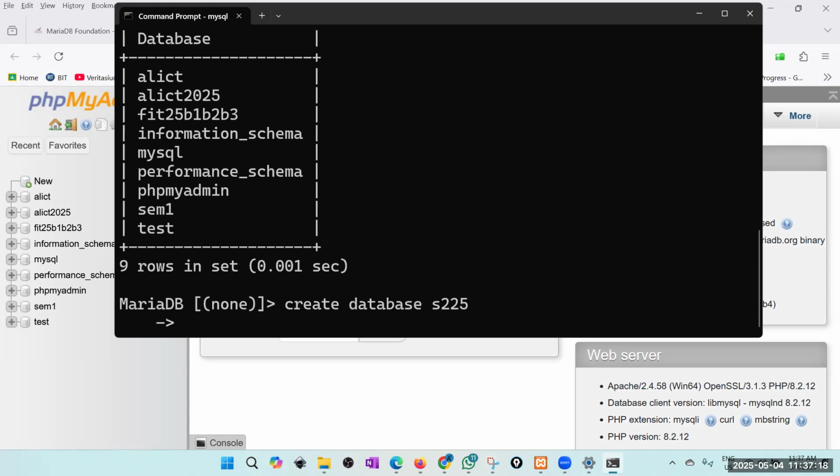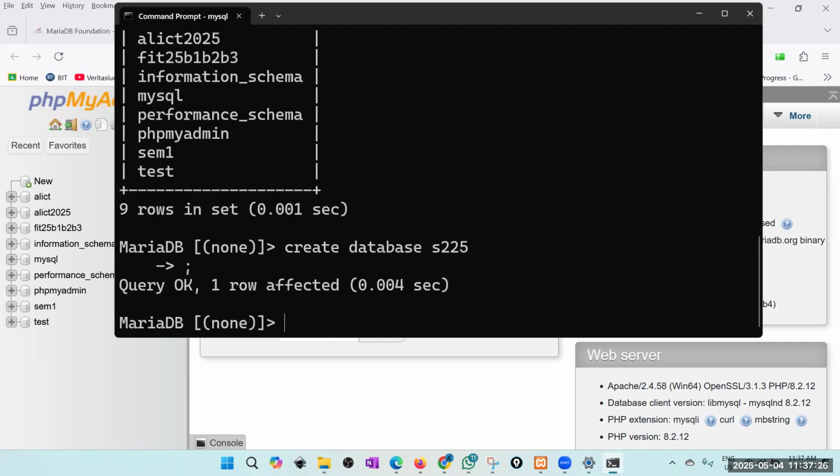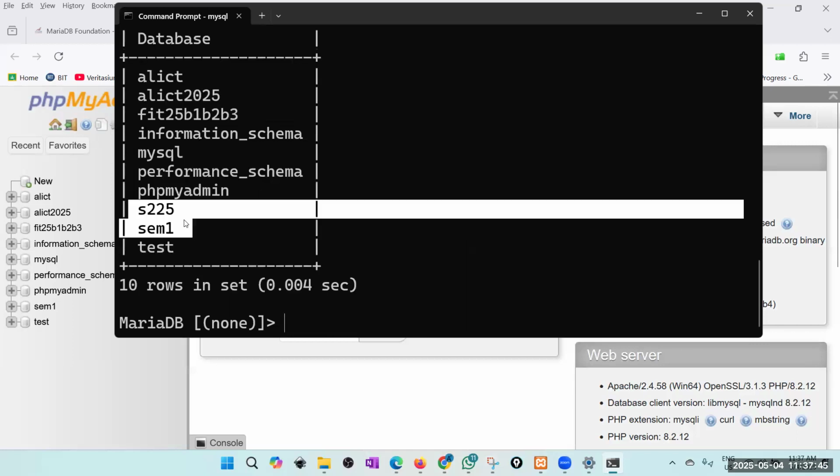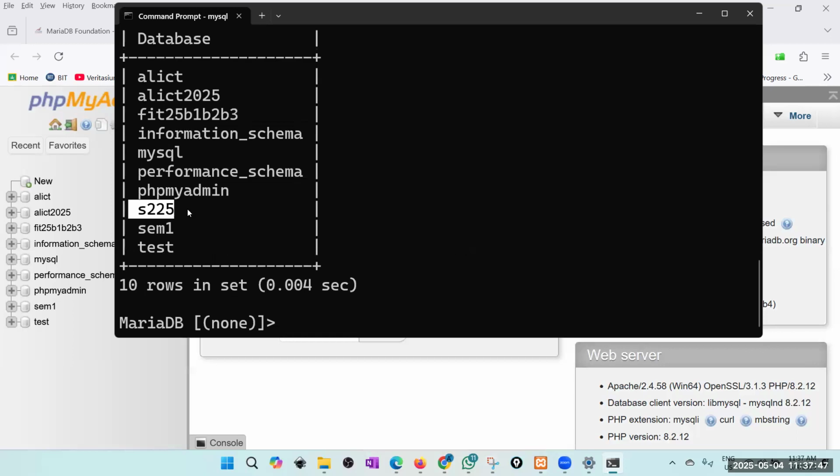Right. I forgot the semicolon. Therefore, now I can type the semicolon. That is fine. So make sure you have the semicolon because until you type the semicolon, you will get this prompt. Right. And it says Query OK. Query OK means the database is created with the name S225. Now, if I type show databases, your previous commands are on your up and down keys. And now your S225 must be there. Yes, that is our newly created database.